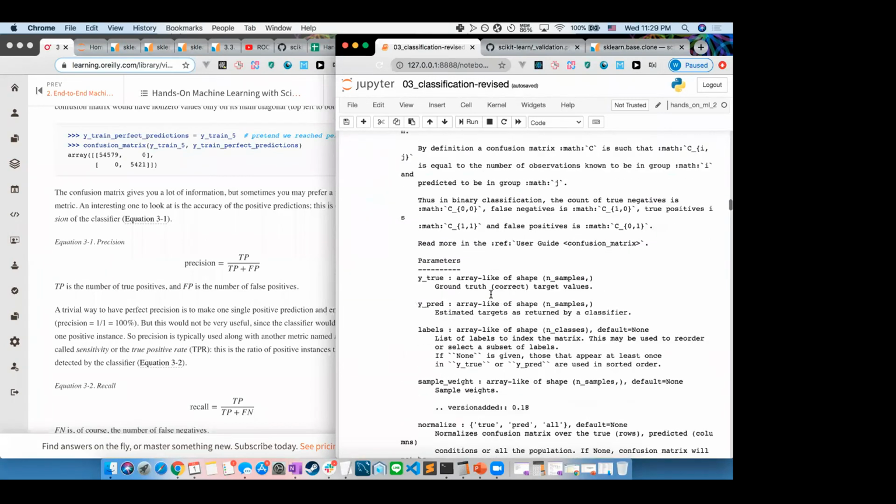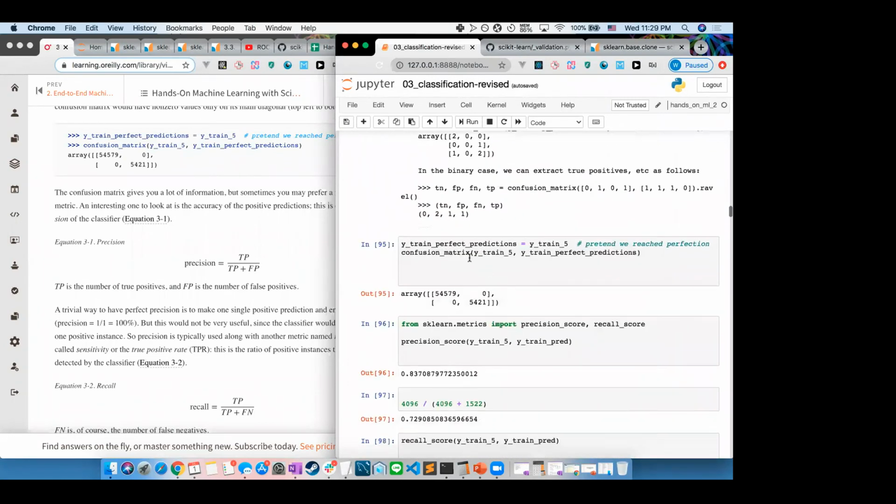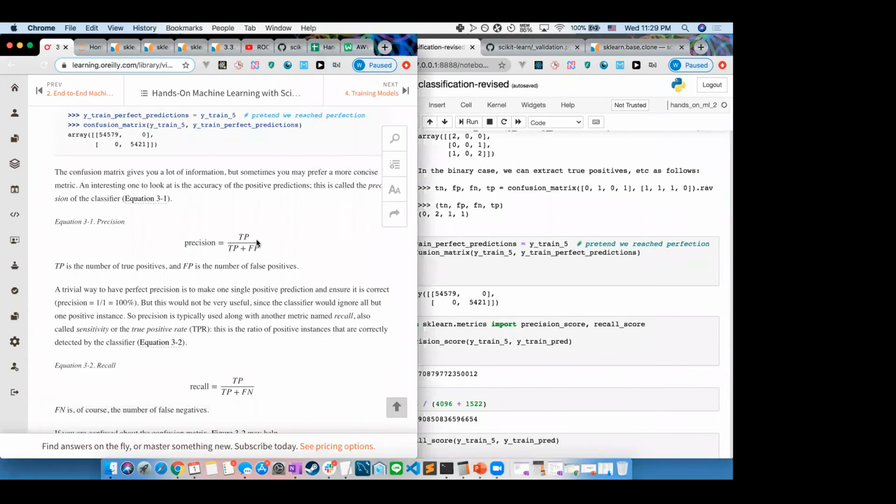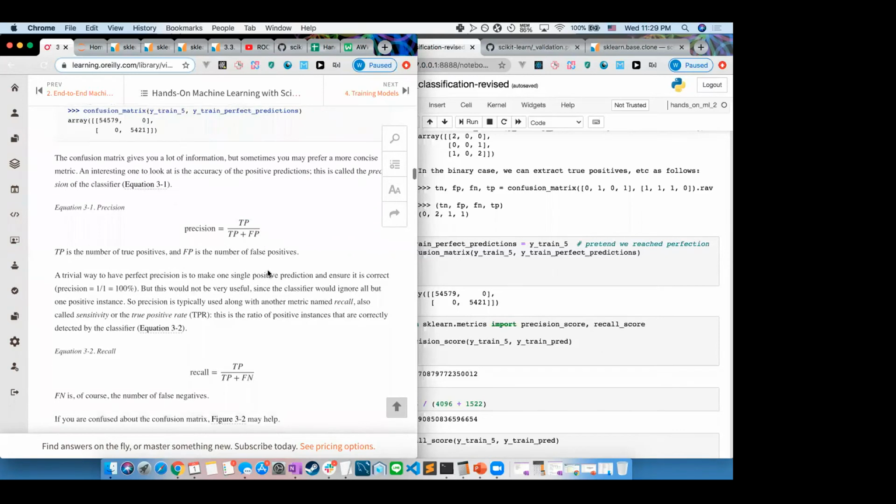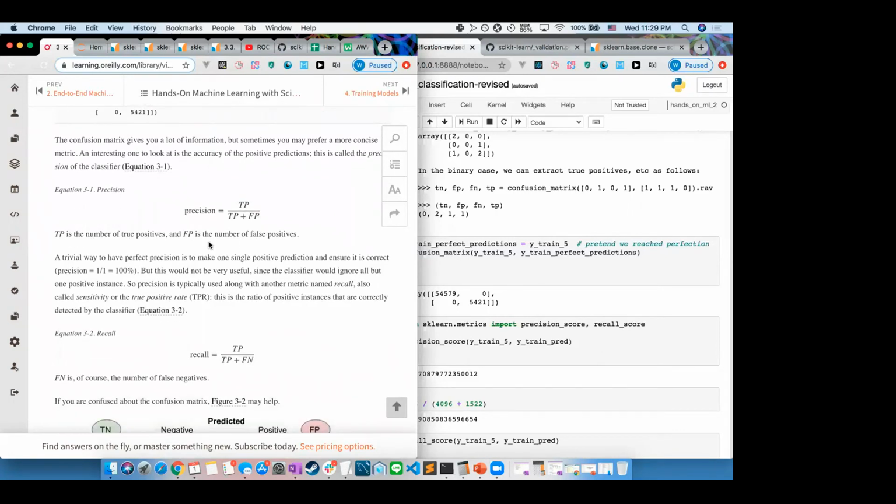Cool. And we're getting to the precision, which is true positive divided by true positive plus false positive. That is basically the accuracy of the positive predictions. Basically, how many true positives do we have out of all the positive predictions we have made. Okay, so TP is true positive.